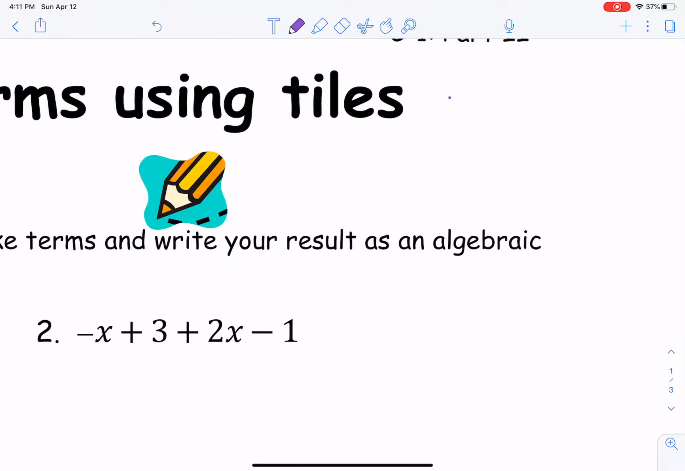If we remember, this square right here stands for a positive 1 when it's shaded. And this small square that's unshaded stands for -1. A long rectangle that is shaded is positive x. And a rectangle that is unshaded is -x.